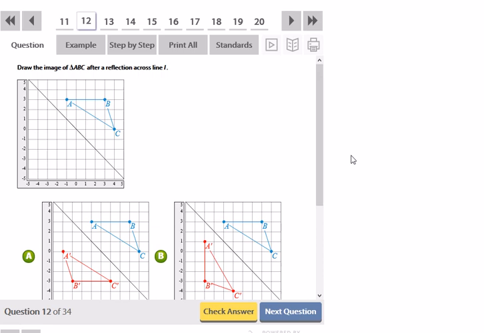Draw the image ABC after a reflection across line L. So we look at our axis of reflection and we look at where ABC is. We're going to want our new reflected points to be equidistant. So A would be somewhere, as far as the axis of reflection goes, somewhere around here. B would be, see if we go perpendicular, B would probably be somewhere around here, and then C would be maybe like around here. So that's what we're looking for. Let's see if we can find that.